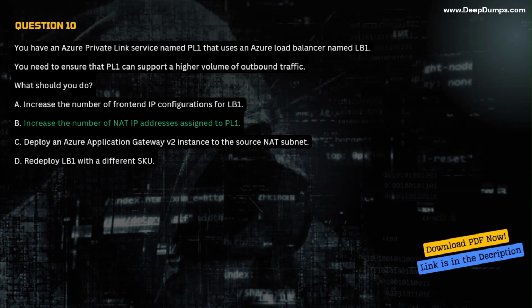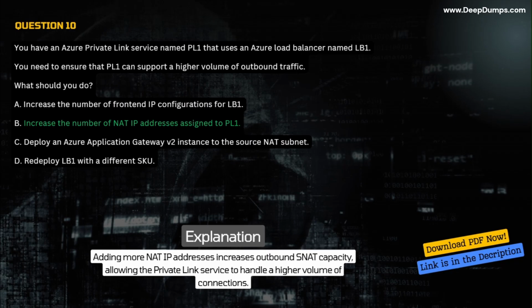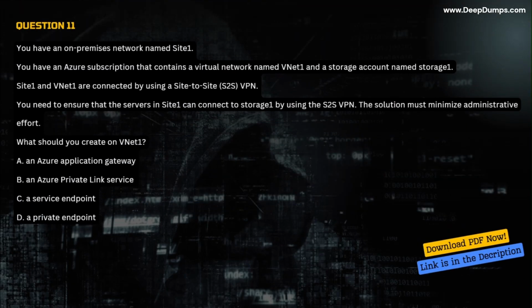Correct answer B. Increase the number of NAT IP addresses assigned to PL1. Explanation. Adding more NAT IP addresses increases outbound SNAT capacity, allowing the private link service to handle a higher volume of connections.